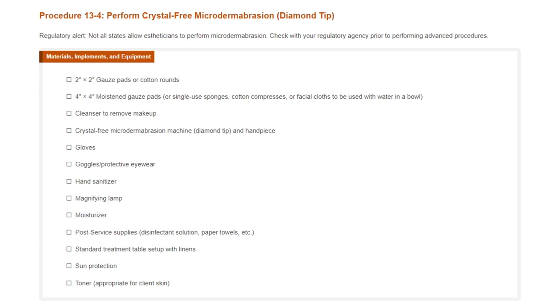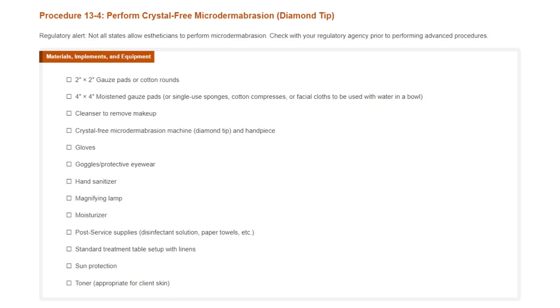Materials, implements, and equipment. 2x2 gauze pads or cotton rounds. 4x4 moistened gauze pads, or single-use sponges, cotton compresses, or facial cloths to be used with water in a bowl. Cleanser to remove makeup. Crystal-free microdermabrasion machine, diamond tip, and handpiece. Gloves.